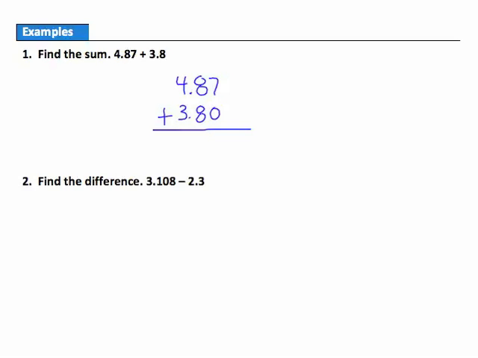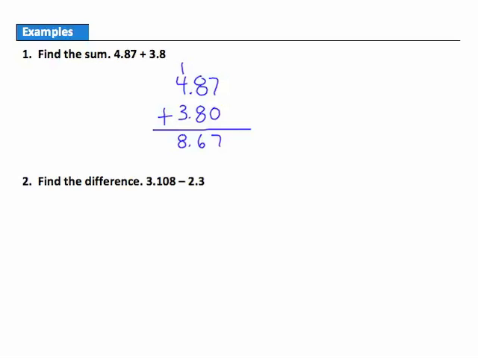Once I've got the decimals aligned and I've added the zeros, now I'm ready to add. Starting over on the right, 7 plus 0 is 7. 8 plus 8 is 16. Write down the 6, carry the 1. 1 plus 4 is 5, plus 3 more is 8. And I'm going to bring that decimal straight down. When I add these two decimal numbers together, I get a final answer of 8.67.